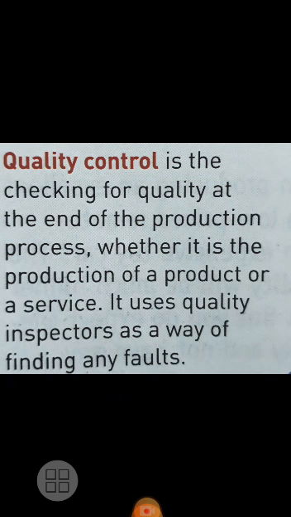So there are two techniques that are normally used to attain quality. The first one is quality control and the other one is quality assurance. So what are they? Let's see. Quality control is the checking for quality at the end of the production process. Whether it is the production of a product or a service, it uses quality inspectors as a way of finding any faults. It means that we check the product or the service after its completion. When a complete product is made, at the end we hire some inspectors and pay them a salary for that job, and they inspect the goods and set the faulty goods aside. So this method is called the inspection method, or we call it quality control.